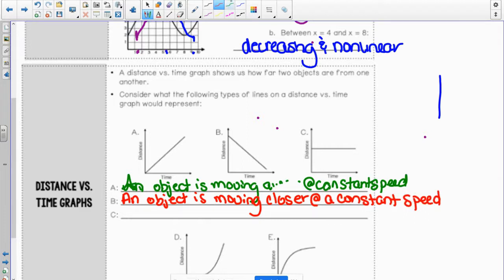The last one, so here's our time. So that's 0, but notice the distance, let's say that's 30 feet, stays the same. So as time, let's say 1 minute, 2 minutes, 3, 4, 5, 6, the distance stays the same. So this object's at rest, or it's not moving. Distance.